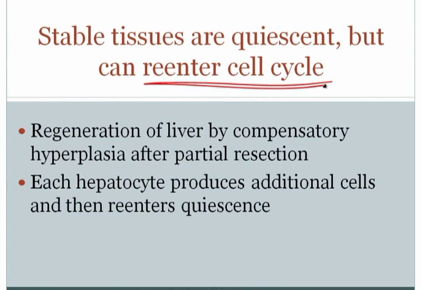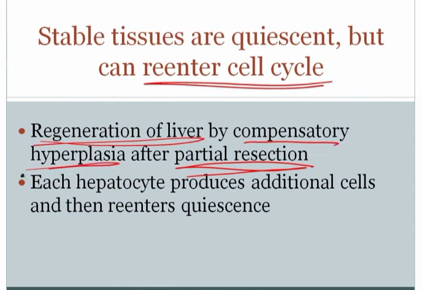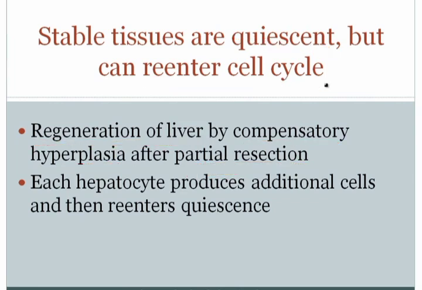And this is a second type of tissue present in the body. The classic example of this would be the liver, so that if you partially resect the liver, you can get regeneration of the liver, and that occurs by compensatory hyperplasia. So what happens is when there's partial resection of the liver, each of the hepatocytes has the ability to come out of quiescence and re-enter cell cycle. And when it re-enters the cell cycle, it can divide and allow for regeneration of the liver. And so this is a very high yield example of a stable tissue, which is the liver.